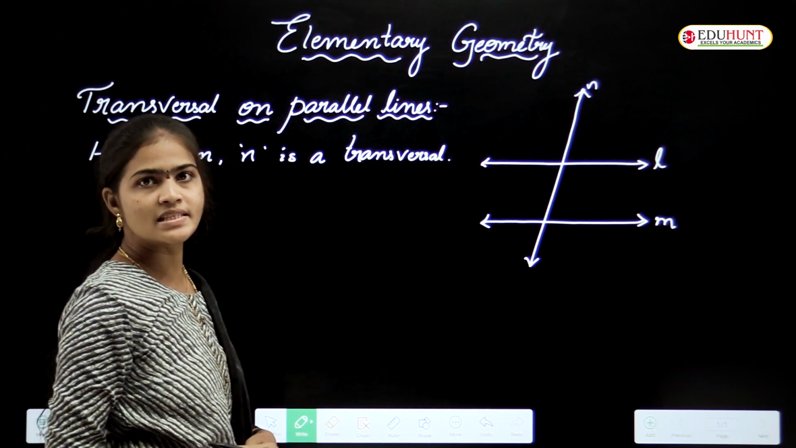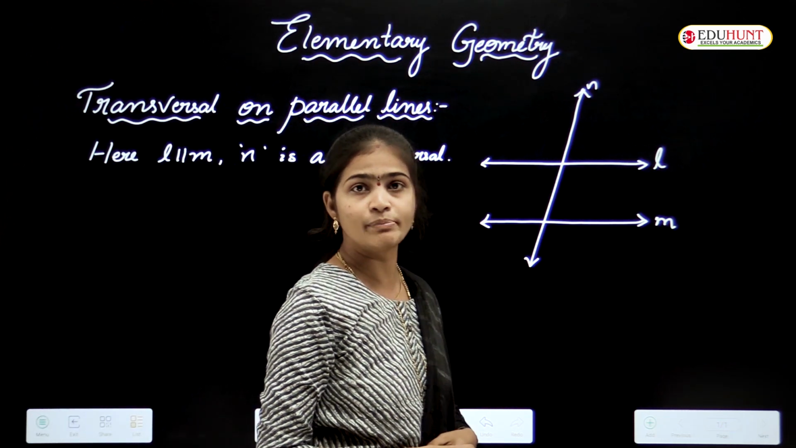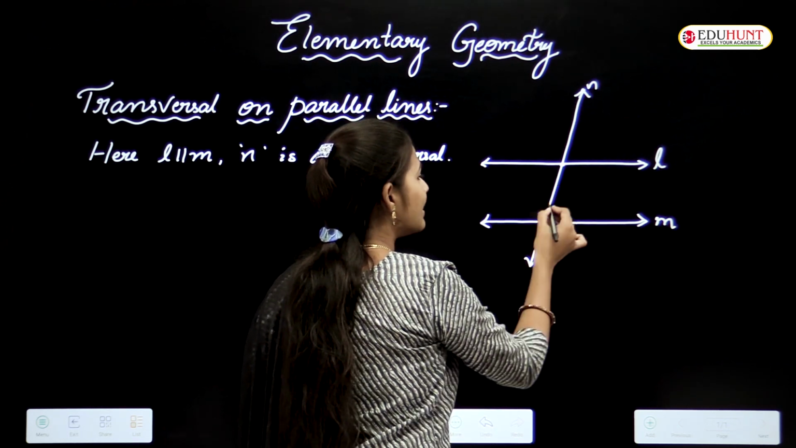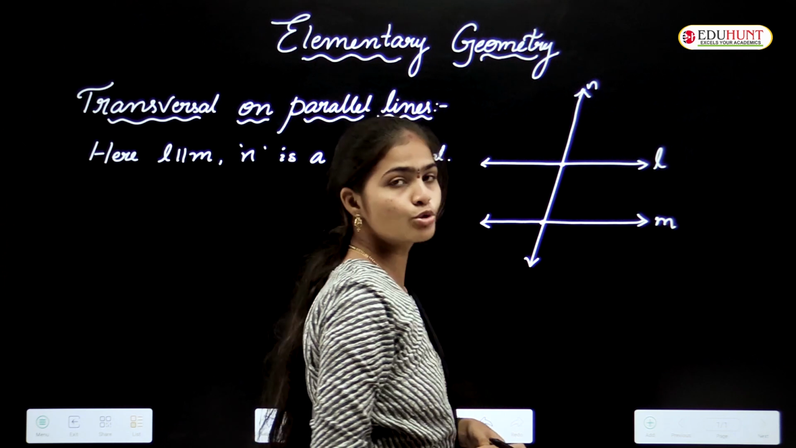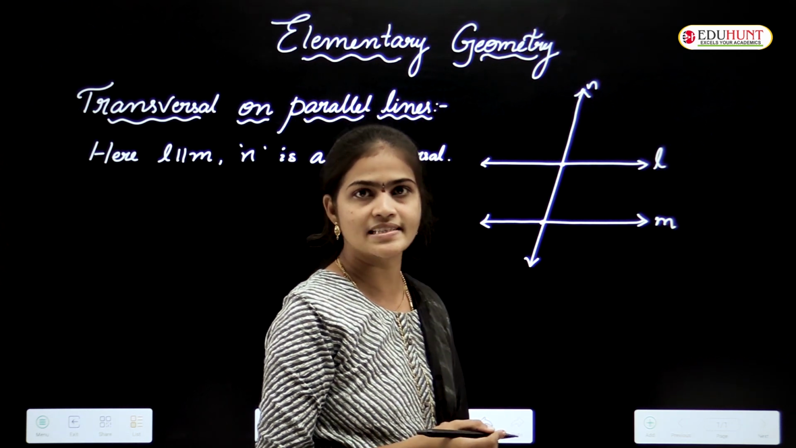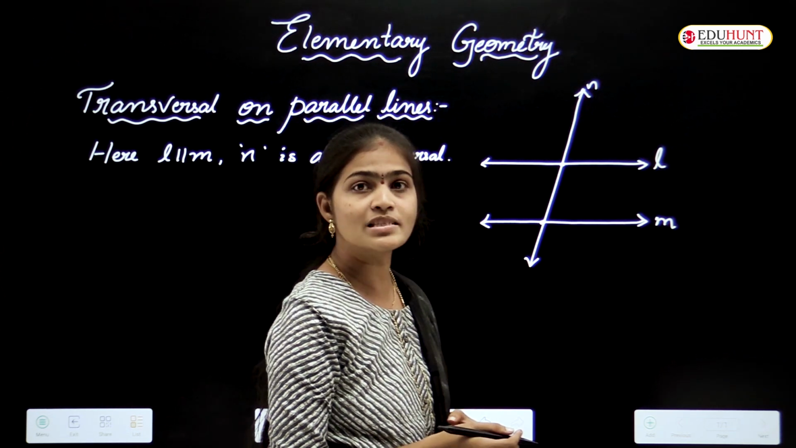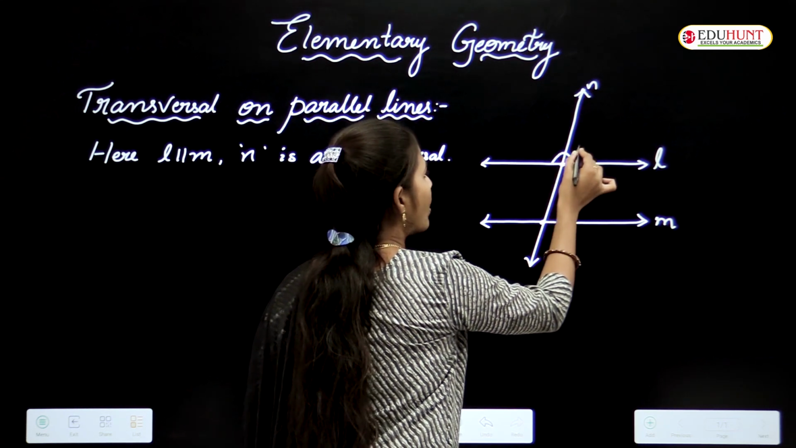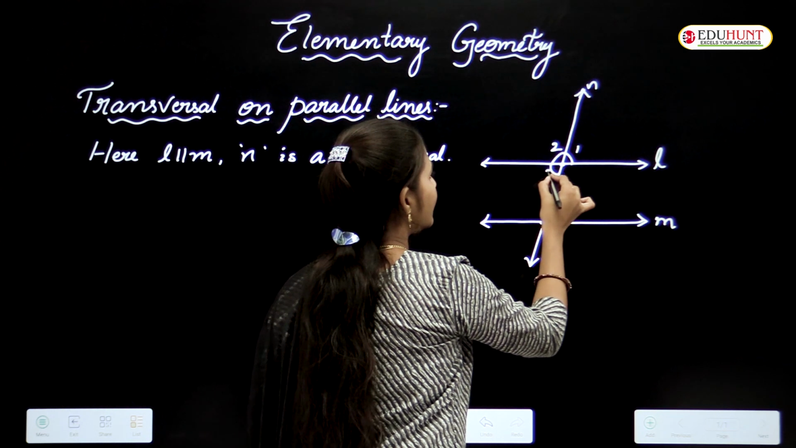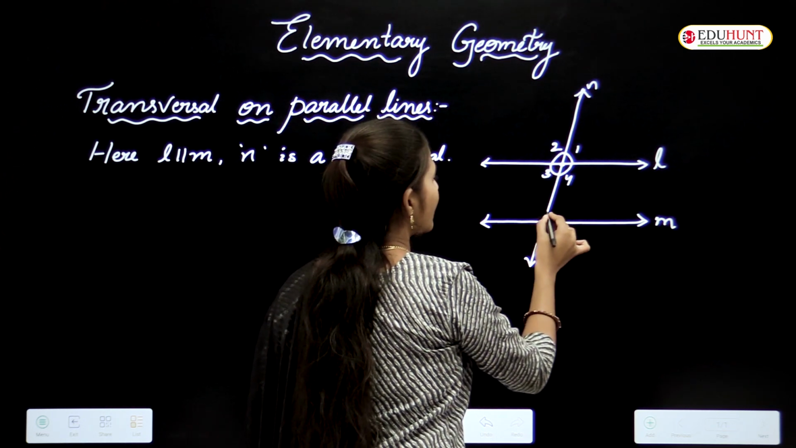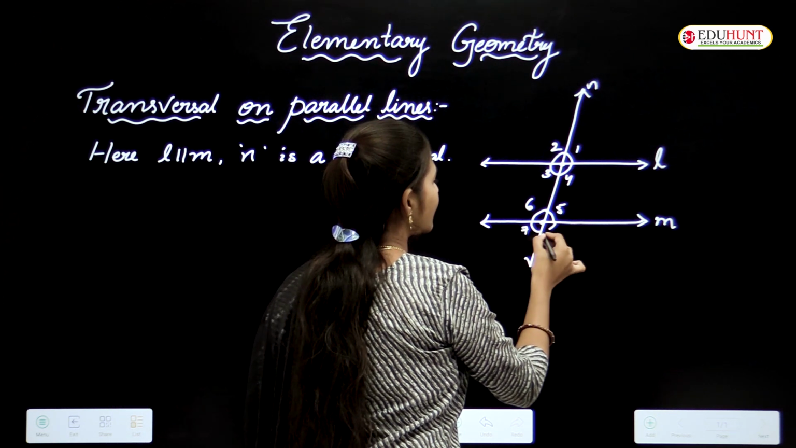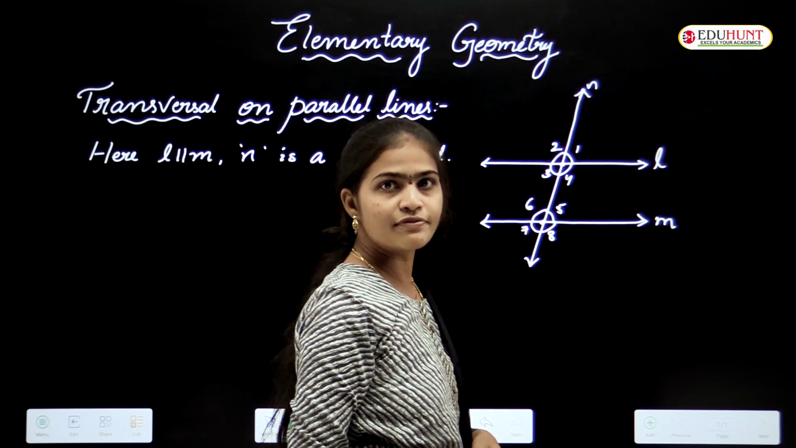N is a transversal. So here how many angles will be formed? Just like the intersecting lines. Here this transversal cuts these two parallel lines at two distinct points, right? So how many angles will be formed here? Yes, exactly 8 angles. 1, 2, 3, 4, and this is 5, 6, 7, 8. And we know that classification, right?